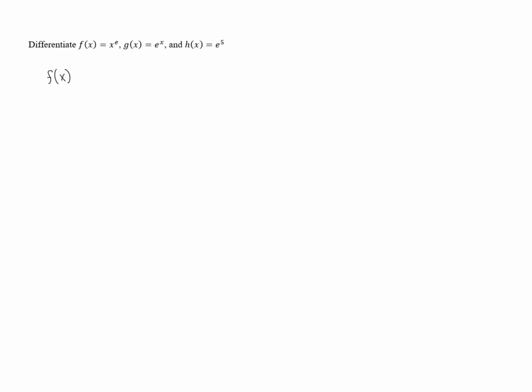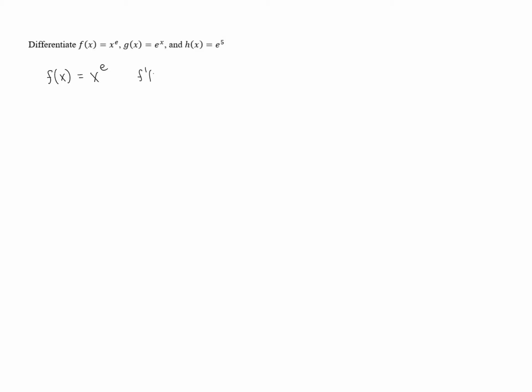Let's start with f of x equals x to the e power. Now, I know that e might have you thinking exponential functions, but even though there's an e there, this is just a regular power function. This is a power of x. And so when we have a power of x and we're differentiating, we use the power rule.